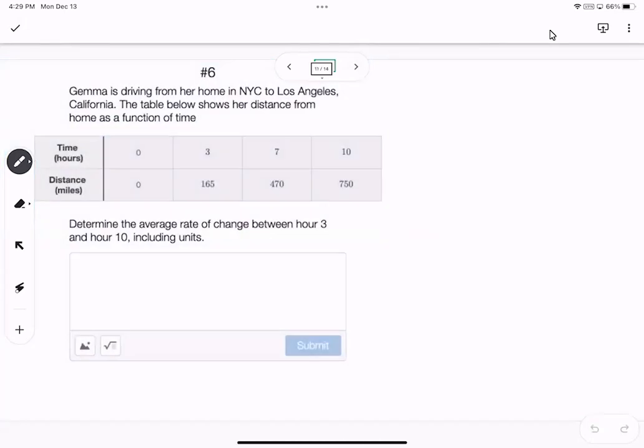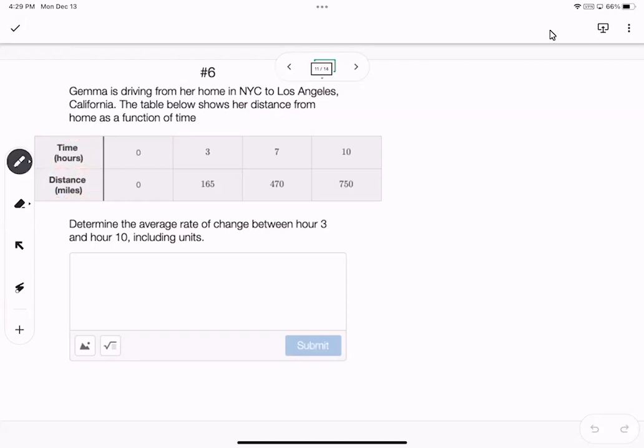Next question. Okay, now this one I heard a lot of people struggled with, so we'll try this one. Gemma is driving from her home in New York City to Los Angeles, California. The table below shows her distance from home as a function of time. Here we have time, here we have distance.